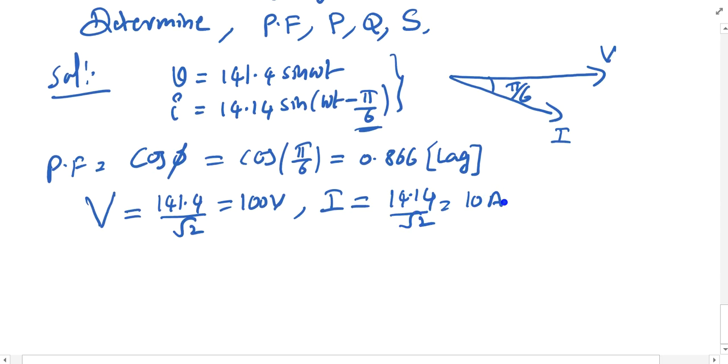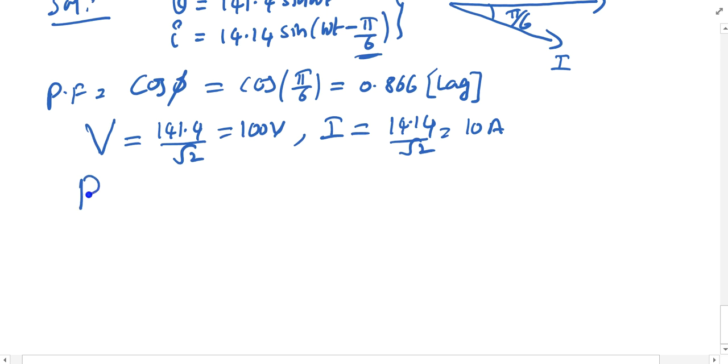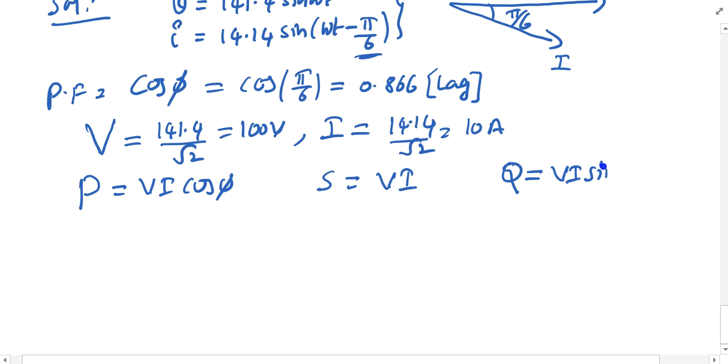Now what is the active power? It is nothing but VI cos φ. What is the apparent power? S is equal to V into I. What is my reactive power? This is VI sin φ. So these are the different formulas I have. What is V? 100, into what is I? 10, into cos φ is equal to 0.866. Do this, you will get 866 watt.